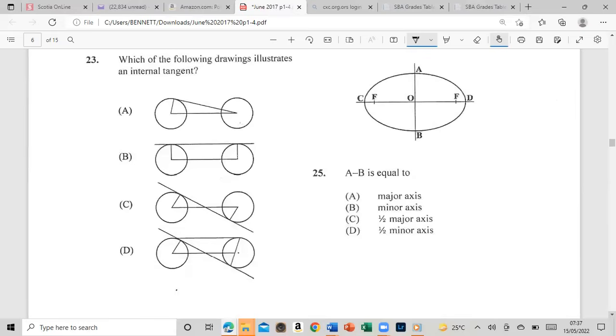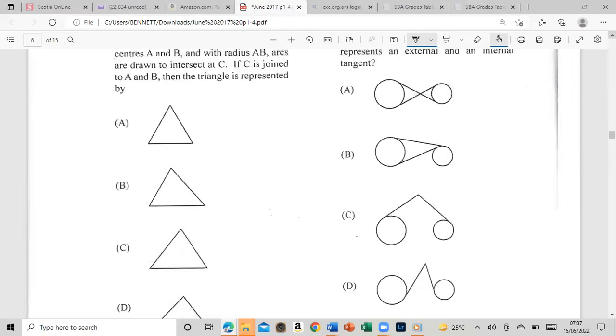All right, move on to 23. Which of the following drawings illustrate an internal tangent? Is it A, B, C, or D? And that would be C. In my opinion on 22, I'm not sure what it's exactly asking. There is no label on it at all.